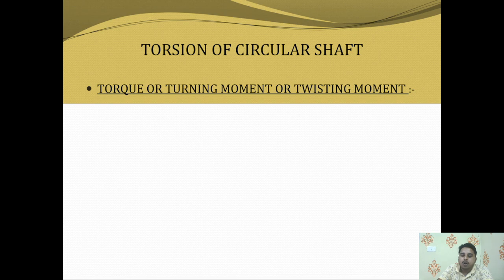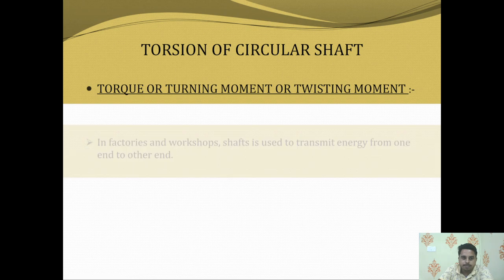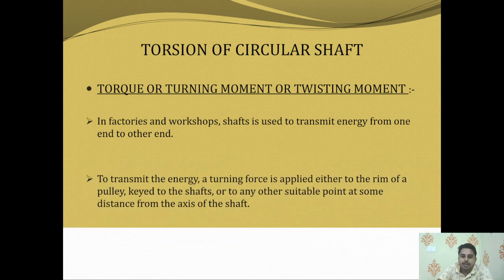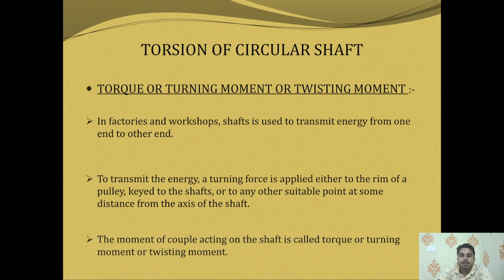And the cause of torsion, in other words, torque is the cause and torsion is the effect of the torque. So torque, or turning moment, or twisting moment, whatever you say, implies the torsion. In factories and workshops, shafts are used to transmit energy from one end to the other. To transmit the energy, a turning force is applied either to the ring of a pulley fitted to the shaft or to any other suitable point at some distance from the axis of the shaft. The moment of the couple acting on the shaft is called torque or turning moment or twisting moment.